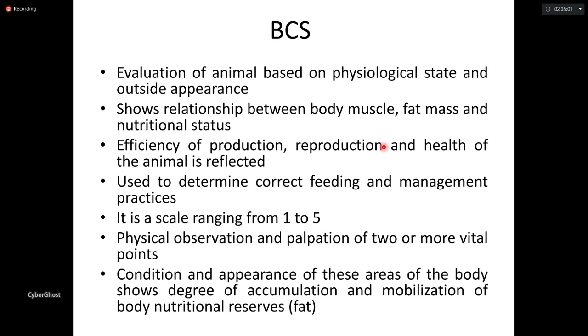So what is the BCS? BCS is called body condition score. Body condition score is a scale starting from 1 to 5. 1, 2, 3, 4, 5, right? It's a scale. We can just observe the animals externally, right? And then give these animals a number.